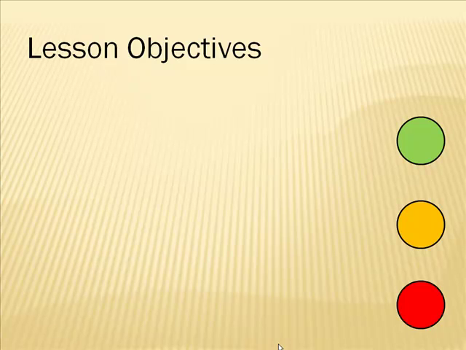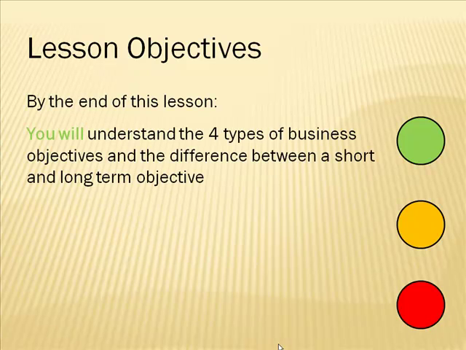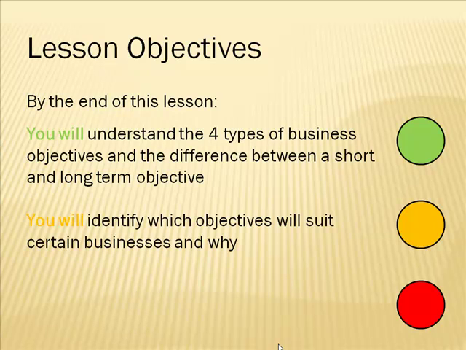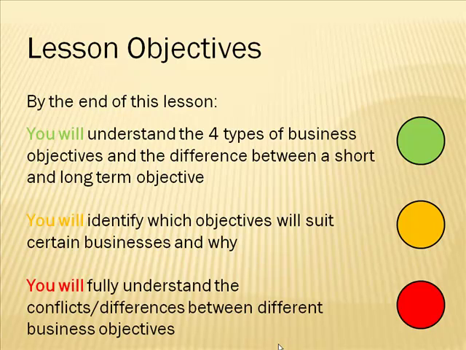This lesson is all about business objectives, and the lesson objectives are that by the end of this lesson you'll be able to understand the 4 types of business objectives and the difference between a short and long-term objective. Secondly, you'll be able to identify which objectives will suit which businesses and why. And lastly, you'll be able to understand the conflicts or differences between different business objectives.